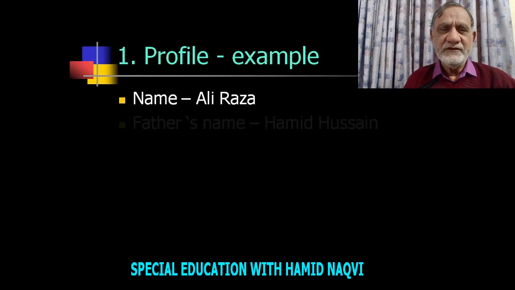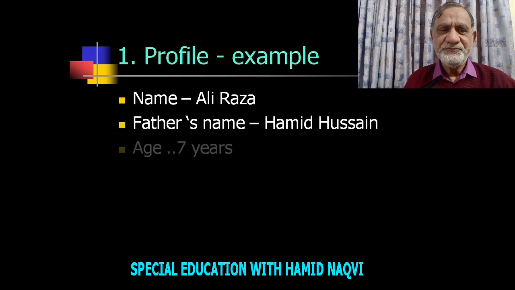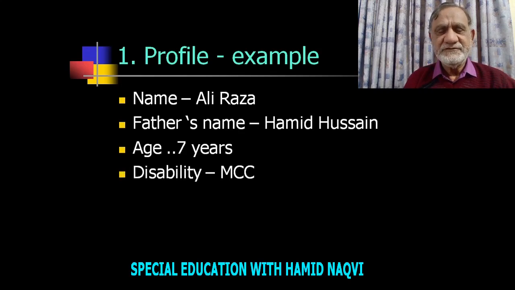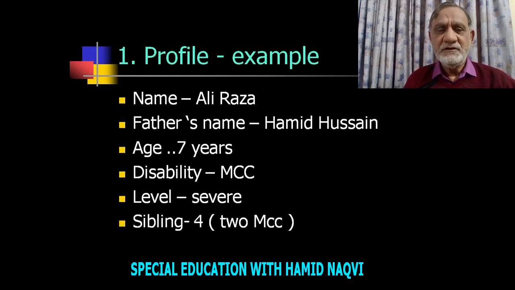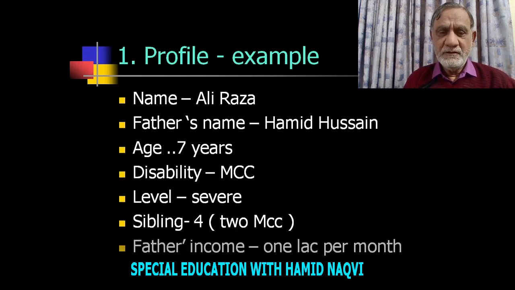Name of the student is Ali Raza. His father's name is Hamid Hussain. Age of the child is 7 years. His disability is that he is a mentally challenged child, MR, a boy. Level is severe. He has 4 sisters and 2 of them are affected. That is worth noting. His father's income is 1 lakh per month, and why the income of the father is required and important to be noted in the profile, we'll come to know later.